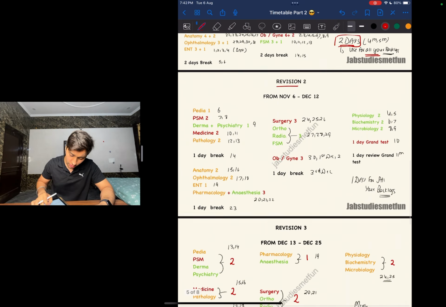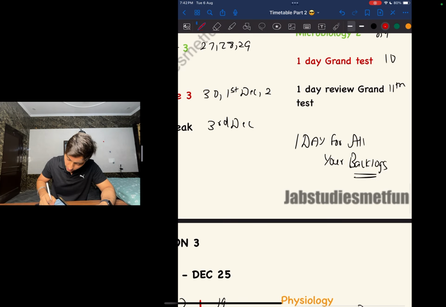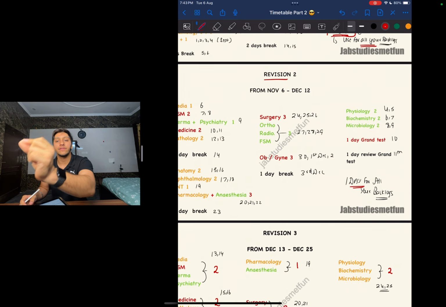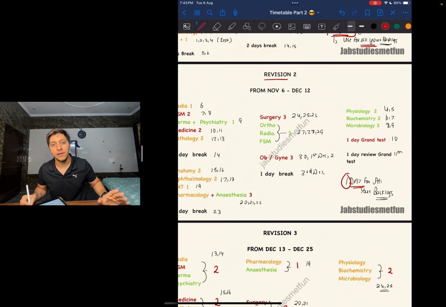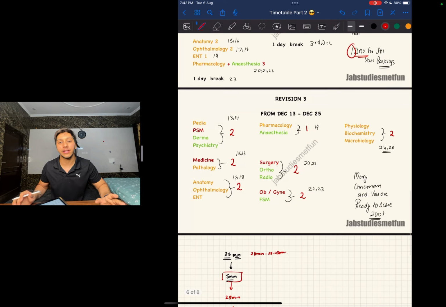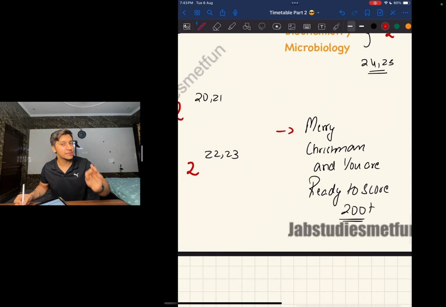Okay? Same for the revision 2 also. I've given the right amount of days. Here also, for the last day, which is there, we have decided till 12th of December, right? Till 11th of December, everything is done. One day again, I'm giving you for all your backlogs. Clear it up. And for the last, from 13th December to 25th December, the dates are given. So by 25th of December, you will be able to enjoy Christmas nicely.